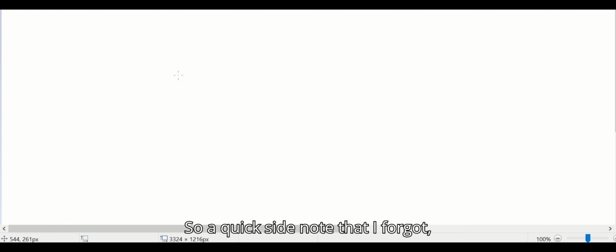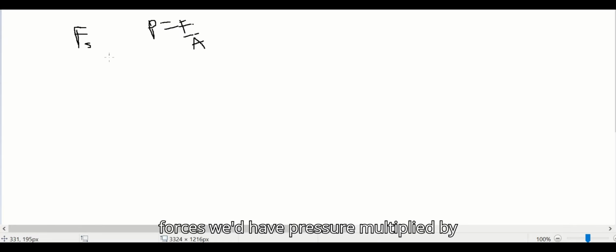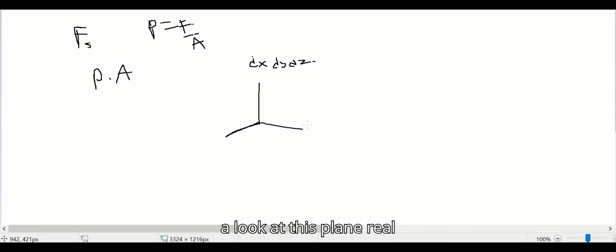A quick side note that I think I forgot to mention in the video is the reason we have that dx dz at the end is because of the force from pressure. We know pressure is force over area. So if we want to rewrite this in terms of force, because we're dealing with surface forces, we'd have pressure multiplied by area. And because we have that infinitesimally small area on the cube, we have dx, dy, dz. Let's take a look at this plane real quick, y, x, and z, and we have our little cube.